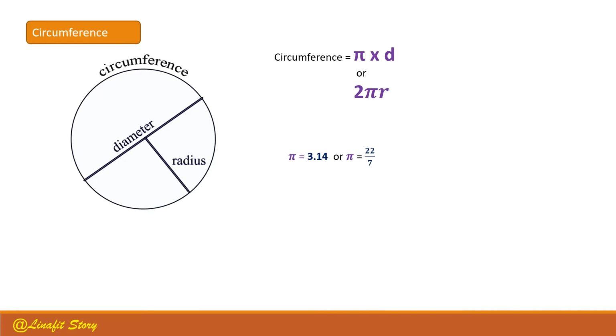The circumference of a circle is the distance around the outside of the circle. To get the circumference is pi times diameter or 2 times pi times radius. Remember how to get the diameter: diameter is 2 times the radius. So the circumference is pi times diameter, pi times 2 times radius, and then we rearrange. So this is equal to 2 times pi times radius. Pi is equal to 3.14 or 22 over 7.